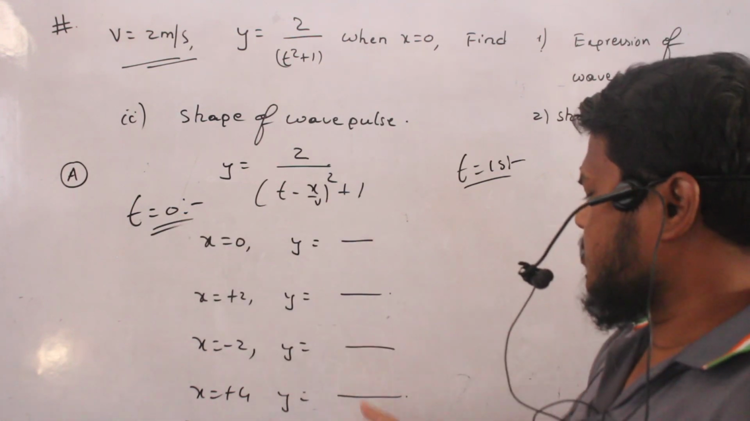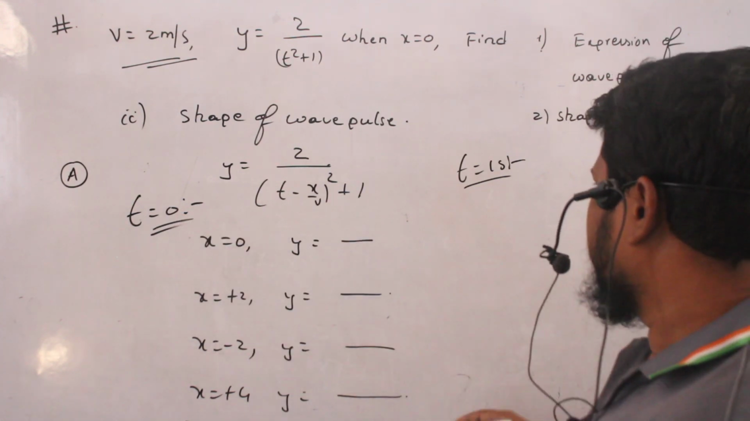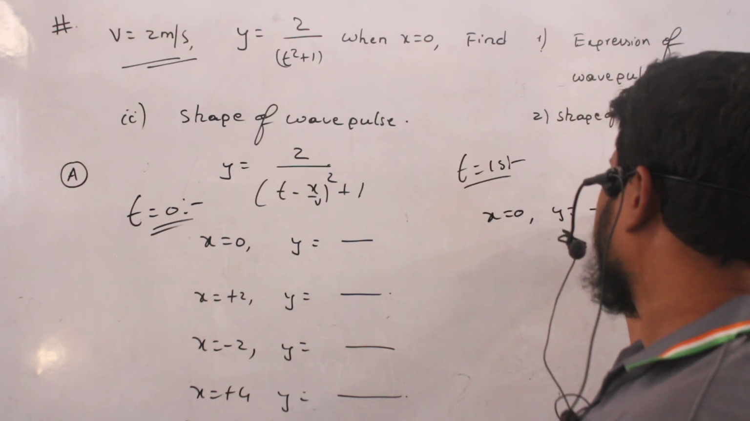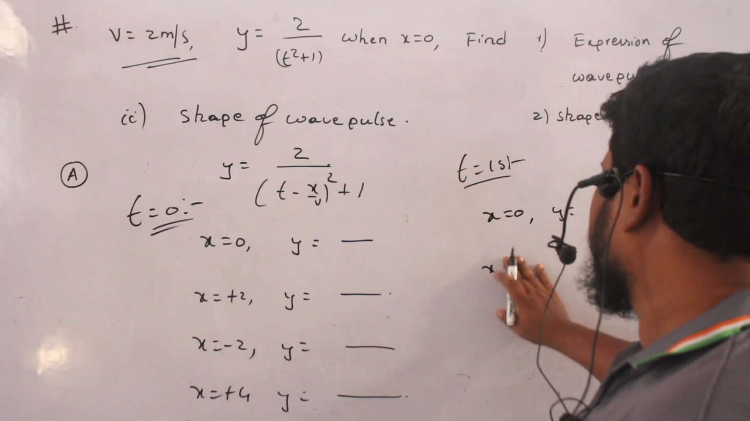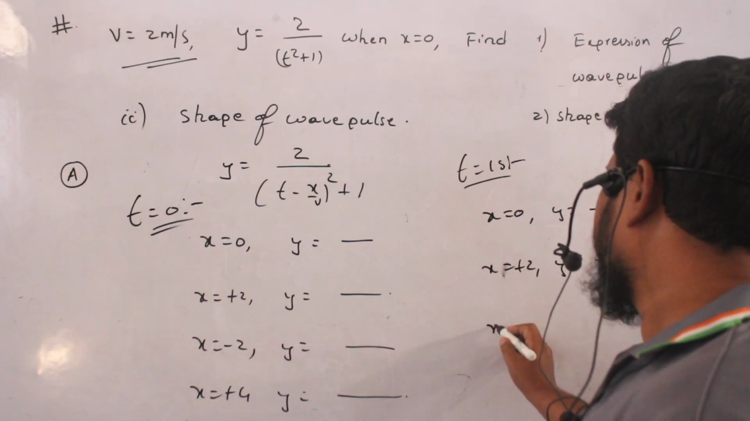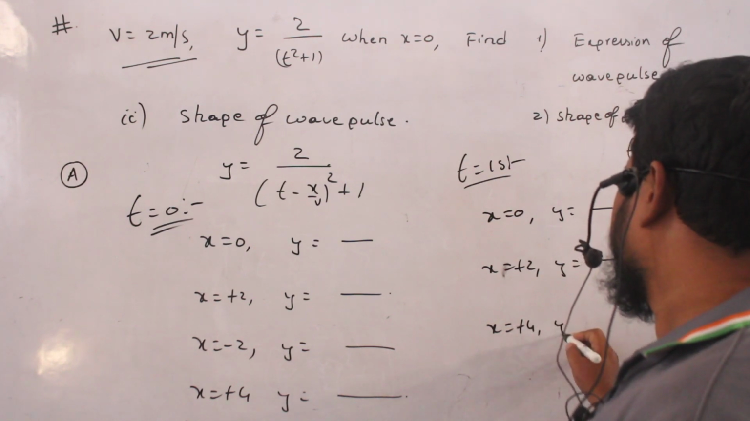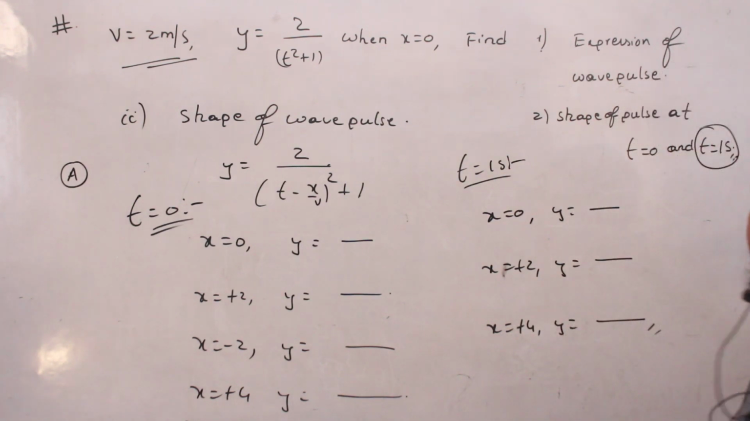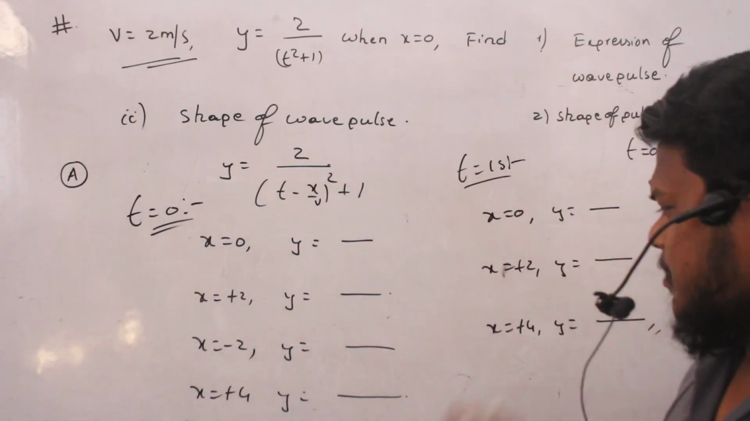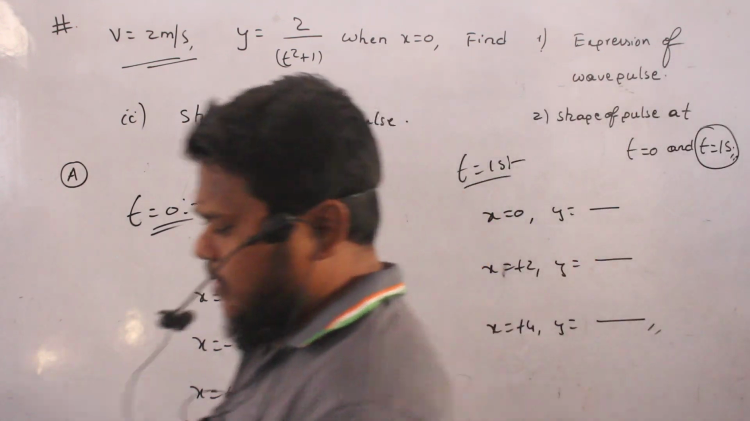So instead of taking these values, you do one thing, take x is equal to 0, then calculate what is y value. x is equal to plus 2, then calculate what is y value. x is equal to plus 4, then again you calculate what is the value of y. Okay. Then draw a graph of this one, draw a graph of this one, that is my required answer.